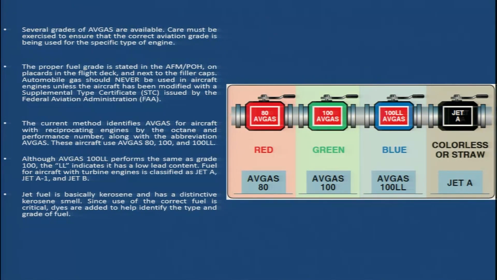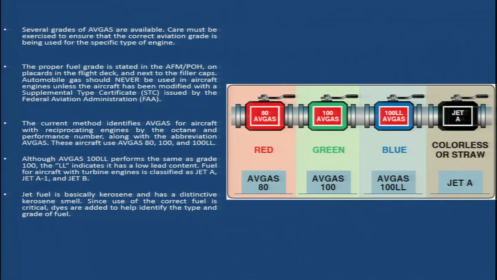Automobile gas should never be used in aircraft engines unless the aircraft has been modified with a supplemental type certificate issued by the FAA. So, automotive fuels should not be used until and unless the aircraft are certified to use them. The current method identifies avgas for aircraft with reciprocating engines by the octane and performance number along with the abbreviation avgas. These aircraft use avgas 80, 100 and 100 LL.